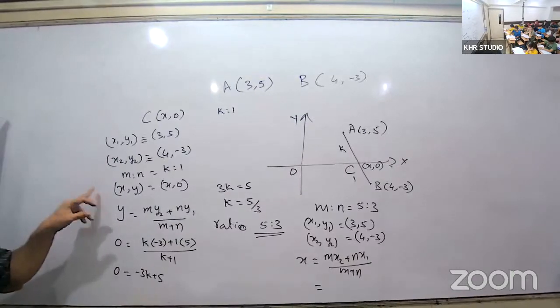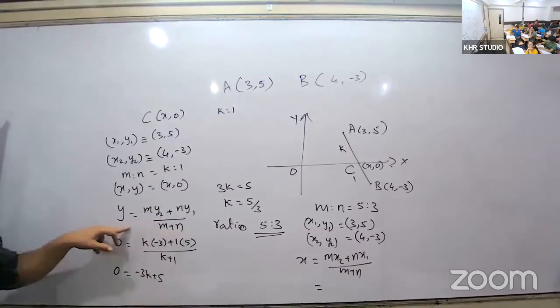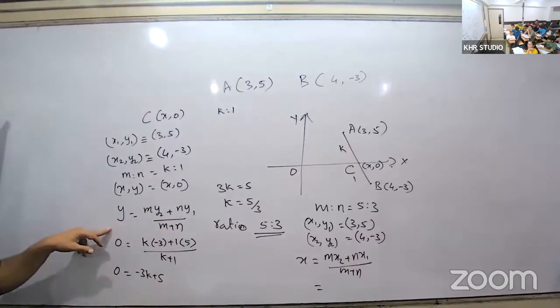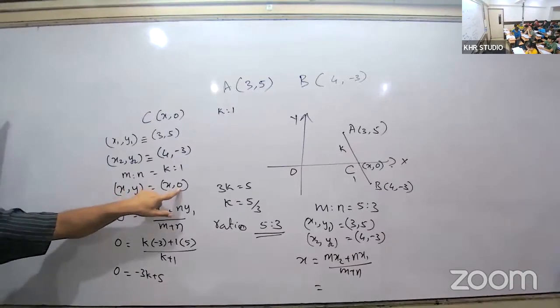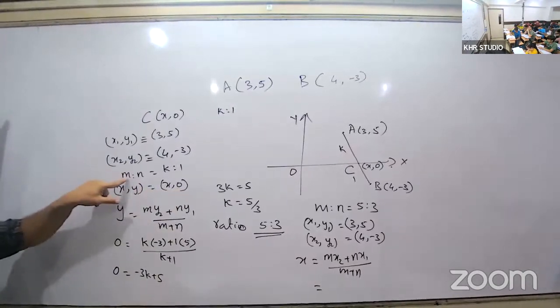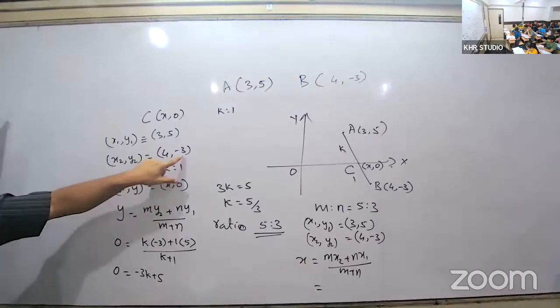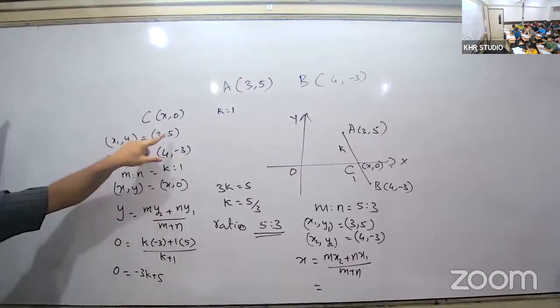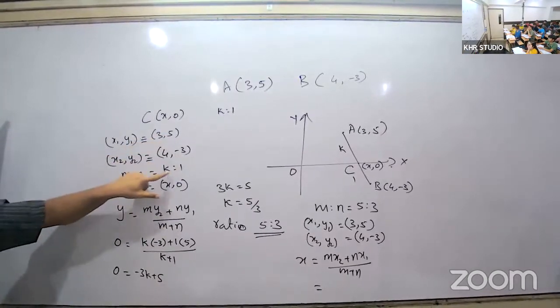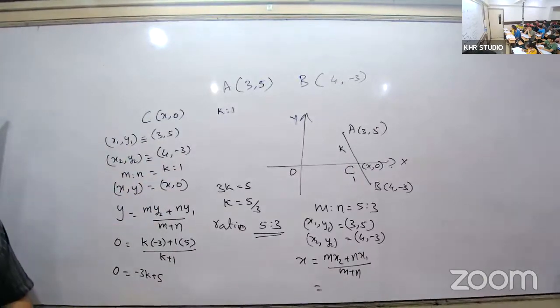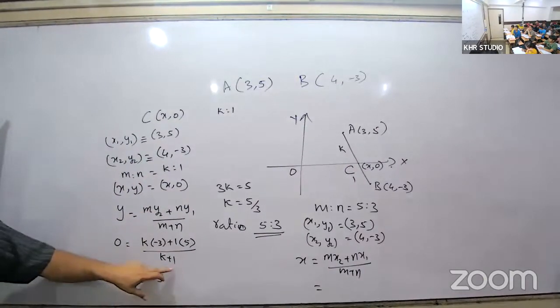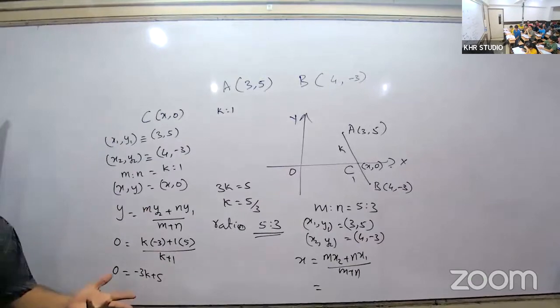Is that the formula? Yes or no? What is the value of y? 0. What is m? K. Y2, Y1. M is 20, K is 200. Substituted. Cross multiply: 0 into K plus 1 is 0.